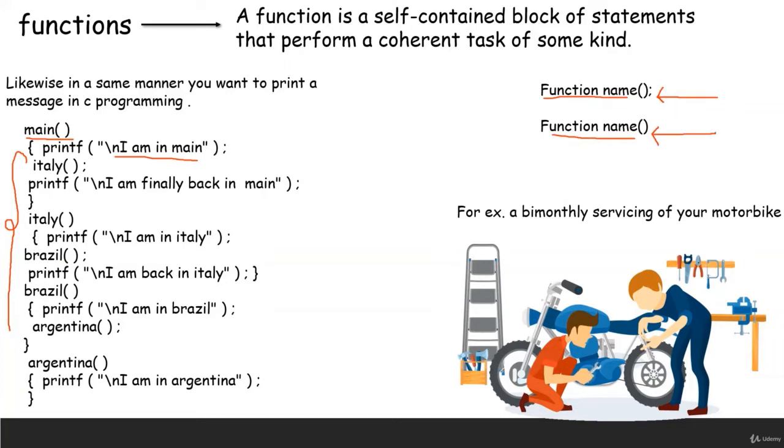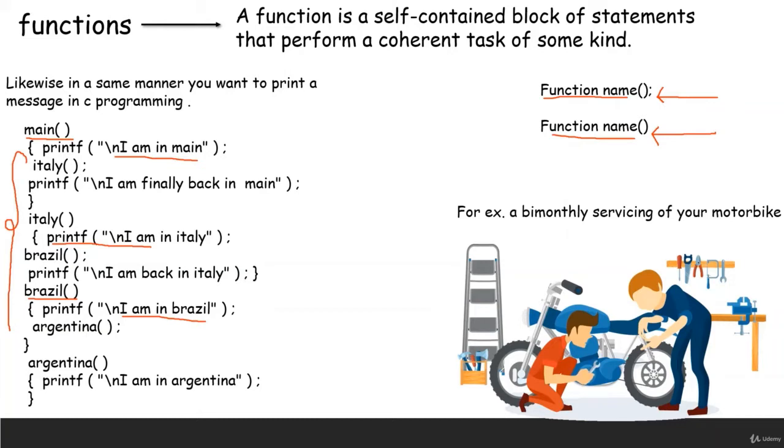What do function definition and call mean? In function definition you are giving a particular task. Likewise, in Italy, I gave a task to Italy that whenever I call you, print "I am in Italy". In the same manner, I gave a task to Brazil. I created one function Brazil, and in that function I defined that you have to print "I am in Brazil". And in the same manner, I have created another function Argentina.